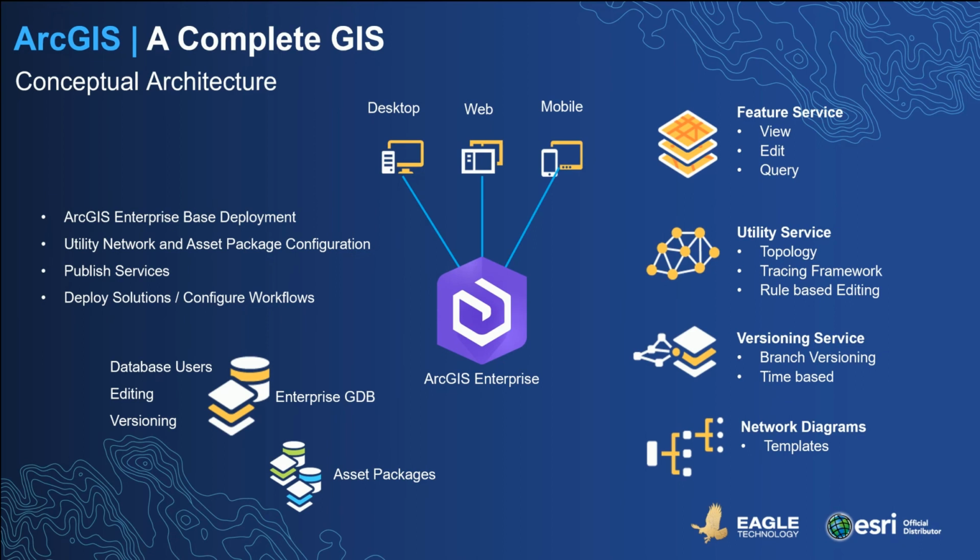Firstly, you'll need an enterprise-based deployment. What this looks like may differ slightly depending on your organisation's IT infrastructure requirements, but essentially ArcGIS Enterprise is your engine room. Next, and most probably crucially, is the utility network configuration for your industry domain. This includes all of your feature geometries, supporting tables, business attributes, and rules based on your organisation's requirements. And this is what will enable your GIS to behave like a real network. This is all contained inside of an asset package.